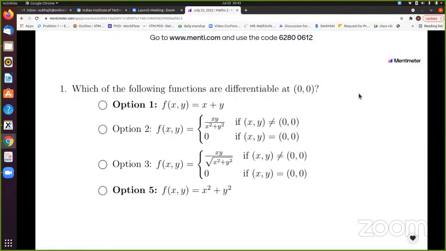But even if you don't know whether the function is continuous or not, like in option 3, and the question is asking for differentiability, you check directly for differentiability. No need to check for continuity. Okay.